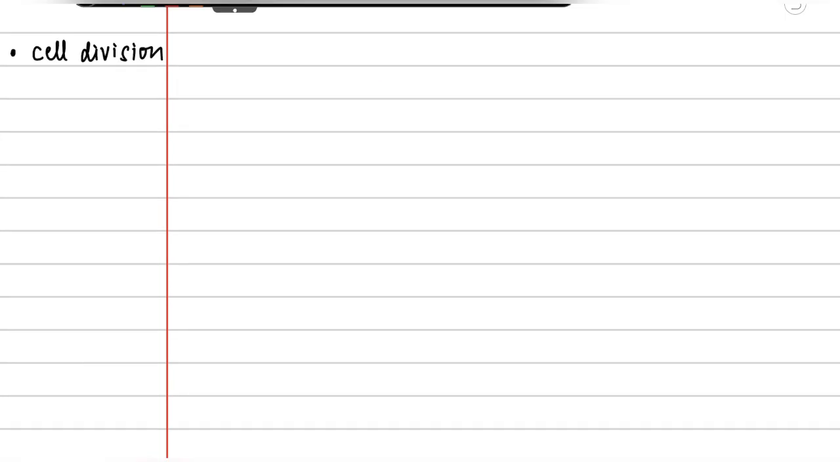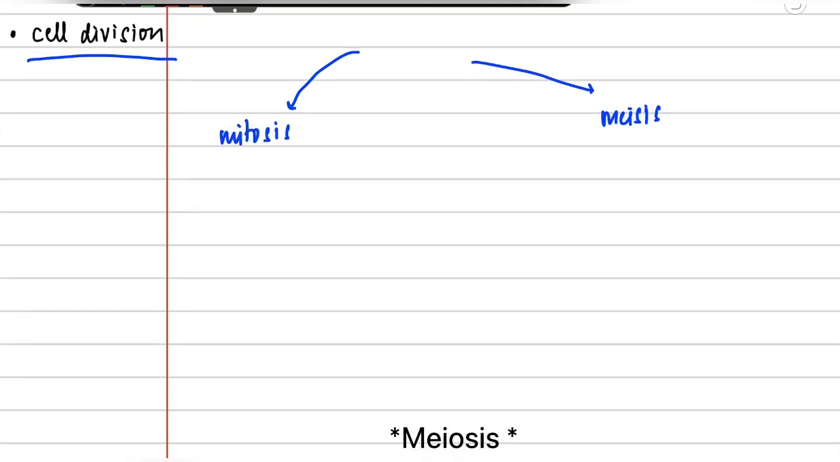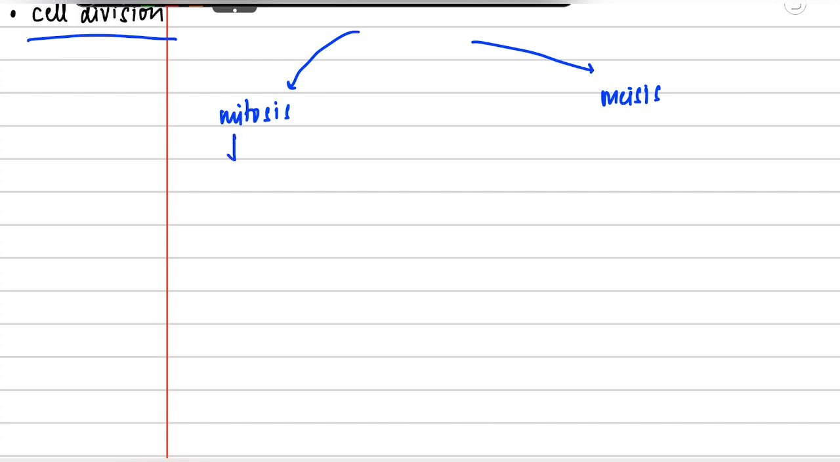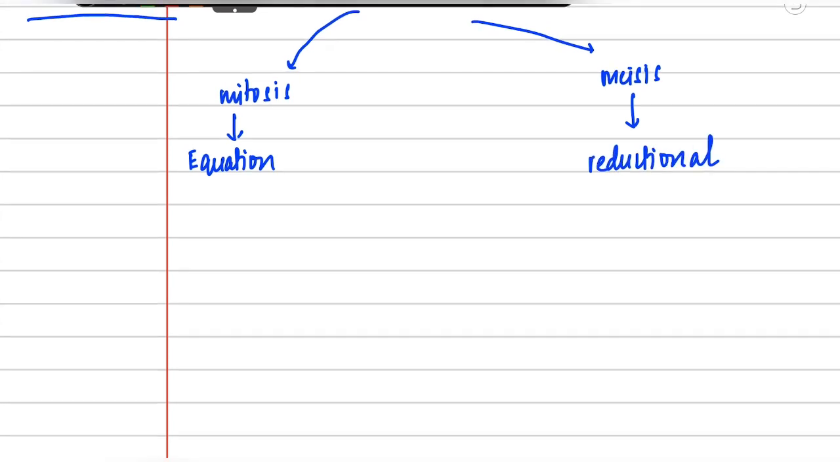So the next thing we'll be learning is cell division. It's an important concept in the embryology. There are 2 types of cell division. One is mitosis, the other one is meiosis. Mitosis is also known as equational division. Meiosis is also known as reductional division. So let us understand why mitosis is known as equational and why meiosis is known as reductional division.